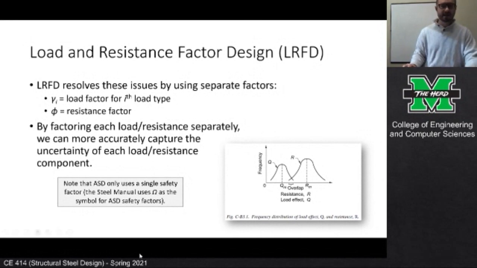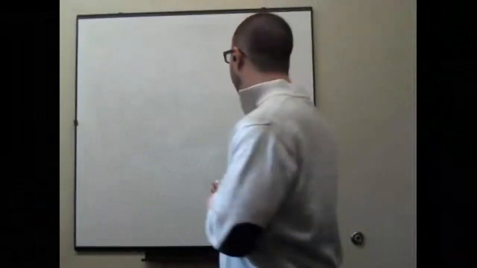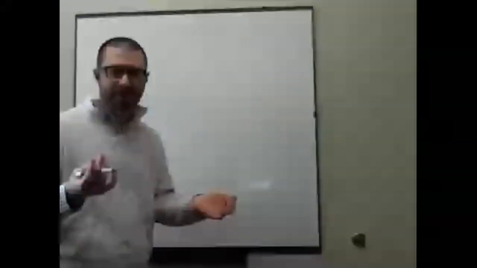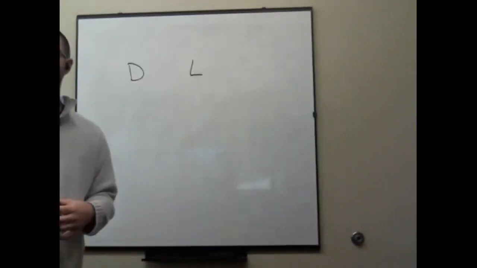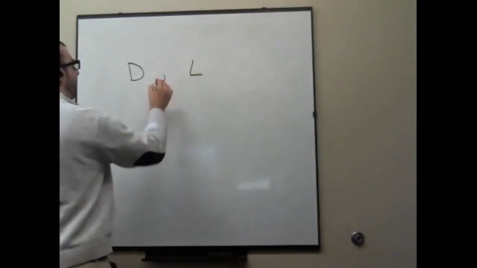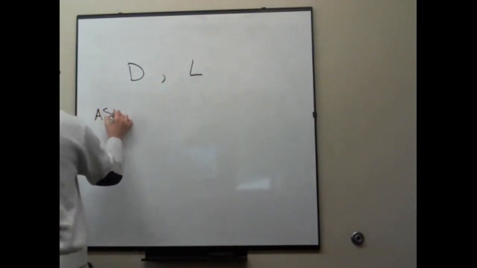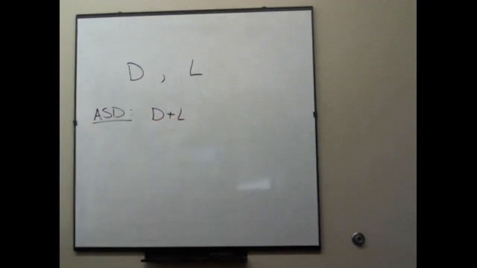So let me give you an example of what I mean by the different load events. Okay, so two of the most common types of loads that structures experience are dead loads and live loads. Okay, so dead load and live load. Now, let's say I have a beam, and those are the two loads that are present on it. What ASD would do is it would just say the load you need to consider is dead plus live. Just add them up, okay?